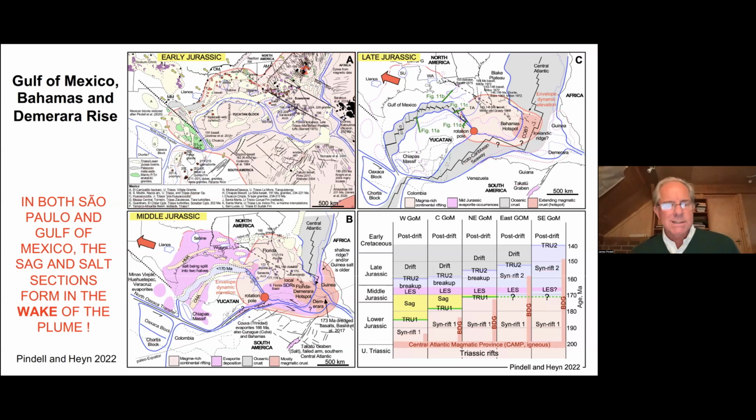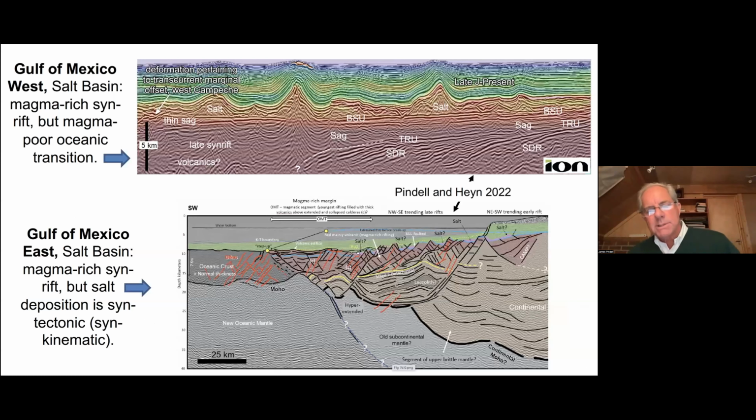And what we see is the deposition of sag and salt in the wake of the plume. So going back to the GOM, I just want to compare this with an eastern GOM section, which is also in our paper. In the west, there's absolutely no sign of faulting until you get right near the edge of the oceanic crust, to blame on tectonic deposition during tectonic extension during salt deposition.